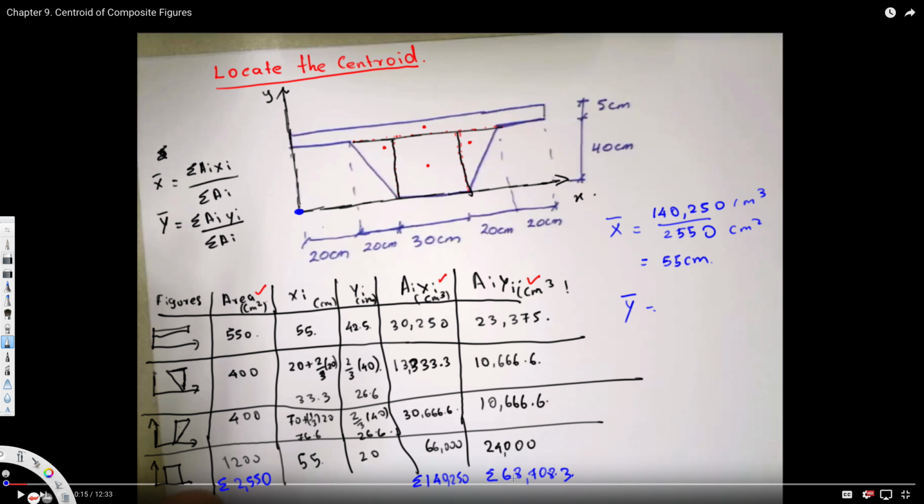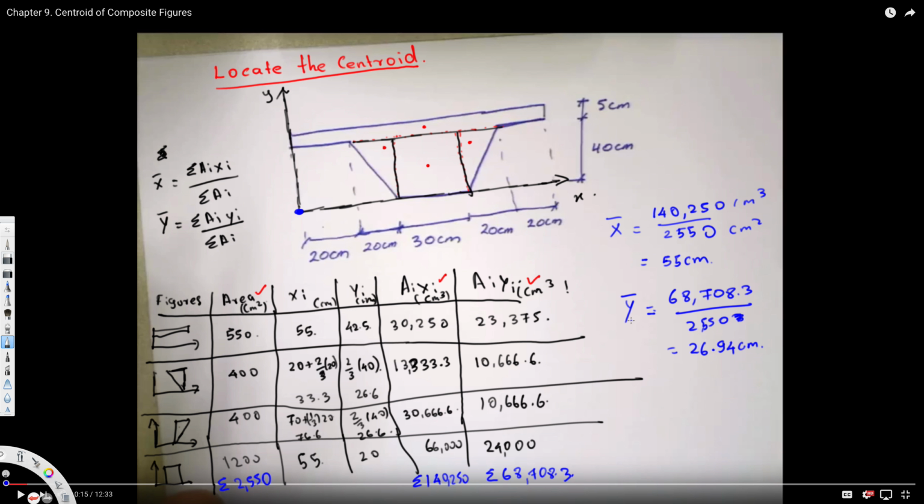Then y bar we have to calculate. We have calculated the Aiyi already, so we can substitute this right here. It's 68,708.3 divided by the summation of area we found here already, 2,550, and if I divide them together, that's going to give us the value of 26.94 centimeter. So this is my x bar and y bar.